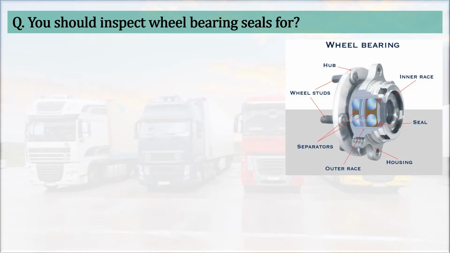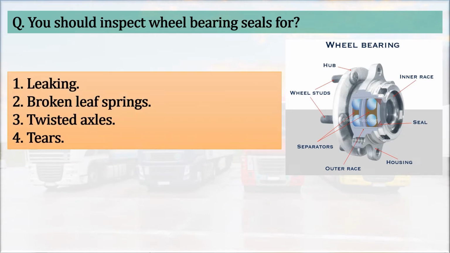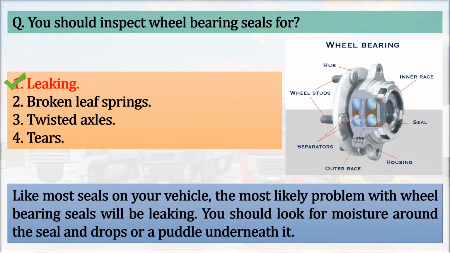Question: you should inspect wheel bearing seals for? Option number 1, leaking. Option number 2, broken leaf springs. Option number 3, twisted axles. Option number 4, tears. The answer is option number 1, leaking.